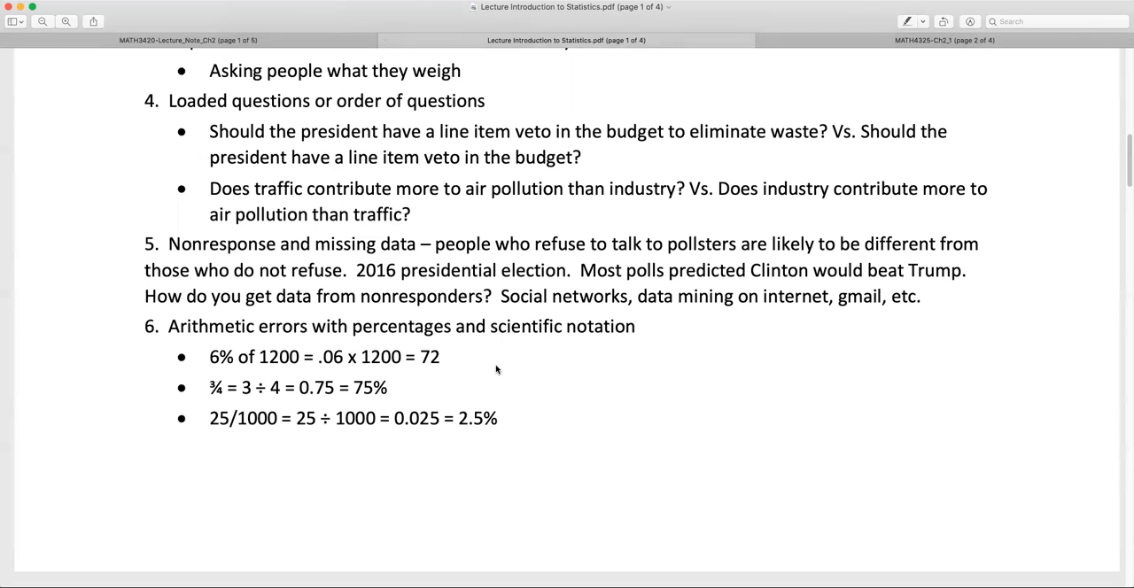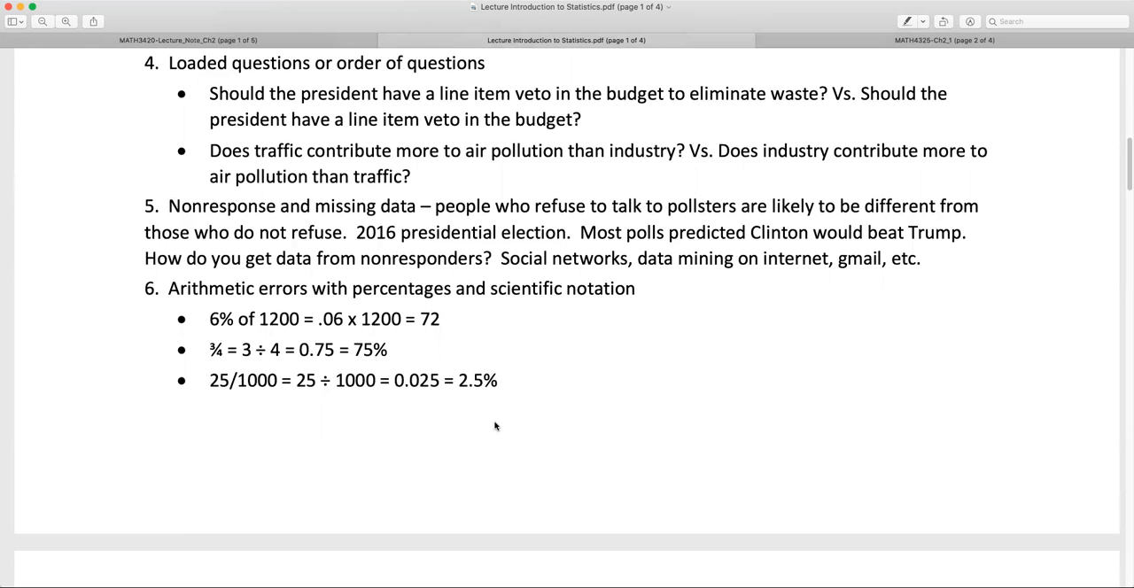The next one is arithmetic errors with percentages and scientific notation. Sometimes they're confused with the percentage and the number. For example, 6% of 1,200 is 72, but sometimes they confuse the actual number, or they just make a mistake figuring out the actual number of 6% of 1,200. And 3/4 is 3 divided by 4, which is 0.75, which is 75%.